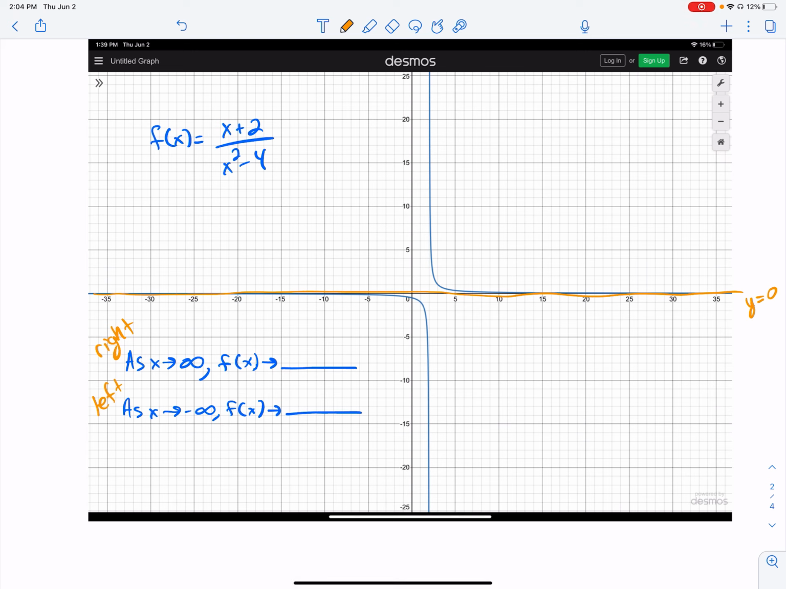So similar to the last one, that blue curve on the right-hand side of the graph is getting closer and closer to the line y equals 0. So we'd say as x goes to infinity, f of x goes to 0. And then the same thing is happening when we go left, or as we go to negative infinity, the value of the function is also going to 0.